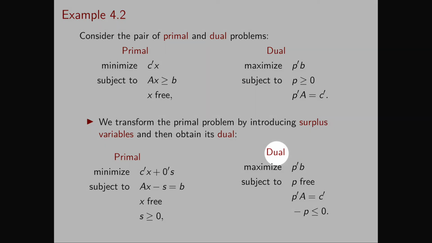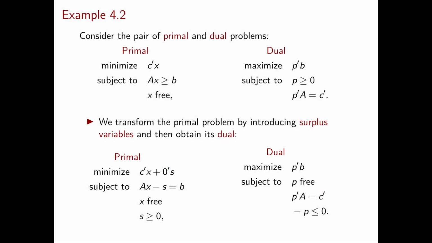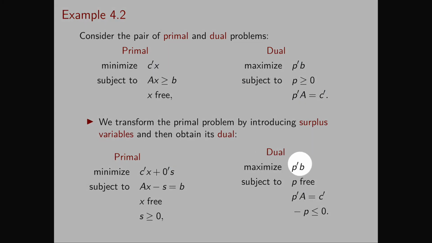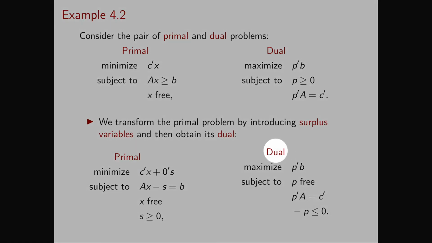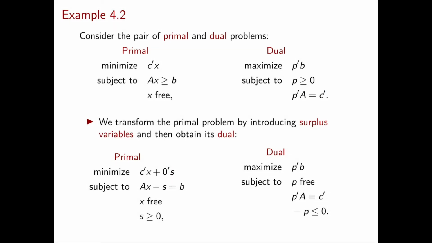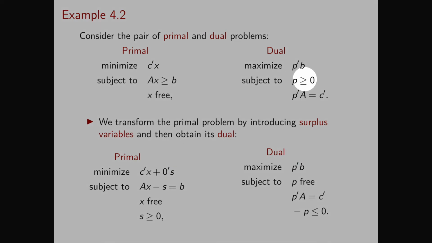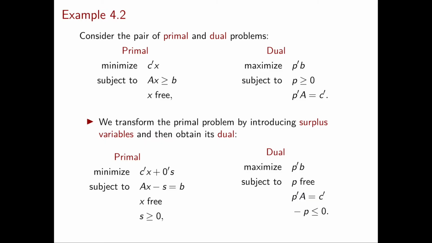If we write down the dual of this new primal problem, we obtain: maximize p transpose b subject to p free, p transpose A equal to c transpose, and minus p less than or equal to 0. As you can see, this dual is equivalent to the original dual. Essentially, the only difference is that while in the first dual we had p non-negative, in the second dual we have that minus p is non-positive. But these constraints are obviously equivalent because one is obtained from the other by multiplying by minus 1.